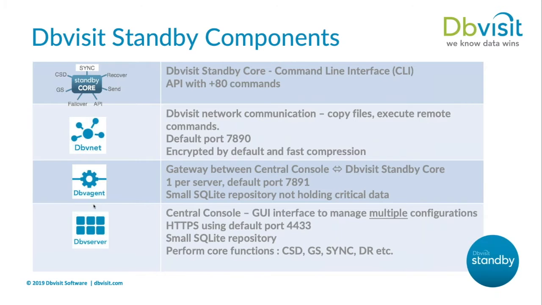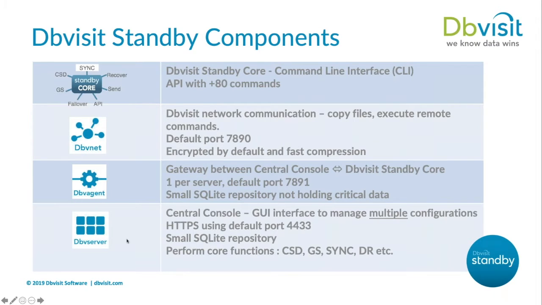Then we've got the agent, and as mentioned earlier, it's the gateway between the central console and the core. You have to have one on each server, running on default port 7891, if you want to make use of the central console. It has a small little SQLite repository, not holding critical data. It just keeps track of the requests that come from the central console onto the core.